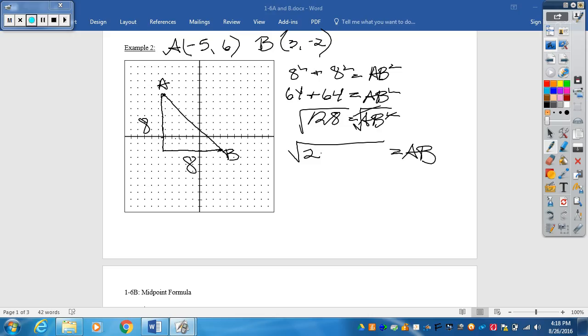Okay, now from here, I know that 64, 8 times 8 is 64. So I could do this, and I could be done, because I know my answer is going to be 8 radical 2. Okay? But let's say you didn't recognize that 8 times 8 was 64. So let me work that out. Okay? So the 2 comes down.